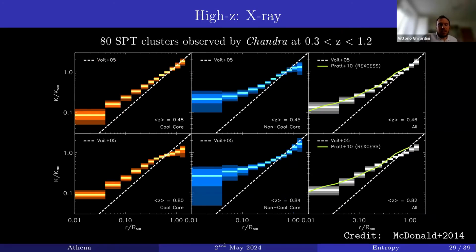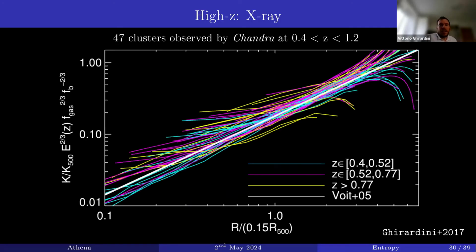So in 2014 already, in the SPT collaboration, McDonald et al. already had a sample of roughly 80 clusters observed in SPT, and they measured the entropy profiles using stacking. Ignore the first two columns, just look at the third, which is the overall entropy profile not divided between different morphologies of clusters. You see that in the lowest and highest redshift clusters, the deviation with respect to the low redshift clusters and the self-similar model, or the gravity-only prediction in this dashed white line, was really small and not very significant.